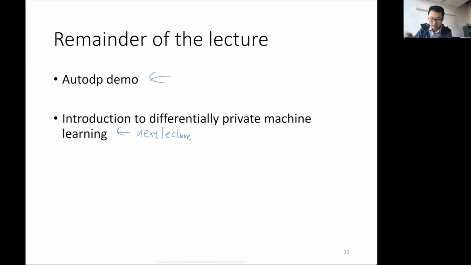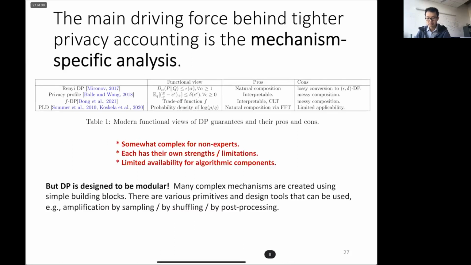Today we're going to be focusing on practically implementing these differentially private mechanisms and their privacy computation. These mechanism-specific analyses are nice. They are the main driving force behind a lot of the state-of-the-art research in differential privacy. On the other hand, they're somewhat complex and they require expert knowledge in order to derive and manipulate these functions. Any code written with this needs to be checked very carefully.